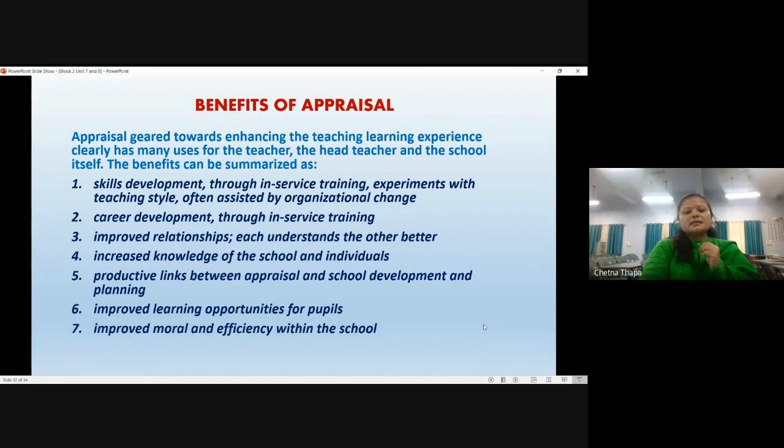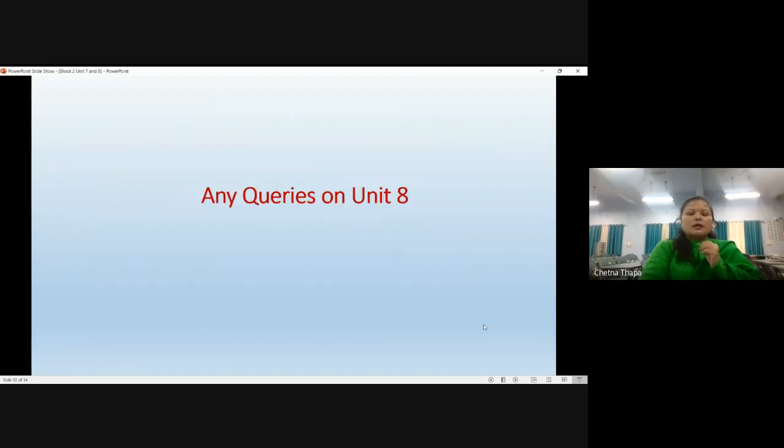And last is improved morale and efficiency within the school. That is very much true, because when the efficiency of the staff members is enhanced, definitely that will improve the efficiency within the schools. And so I come to the end of unit 8.